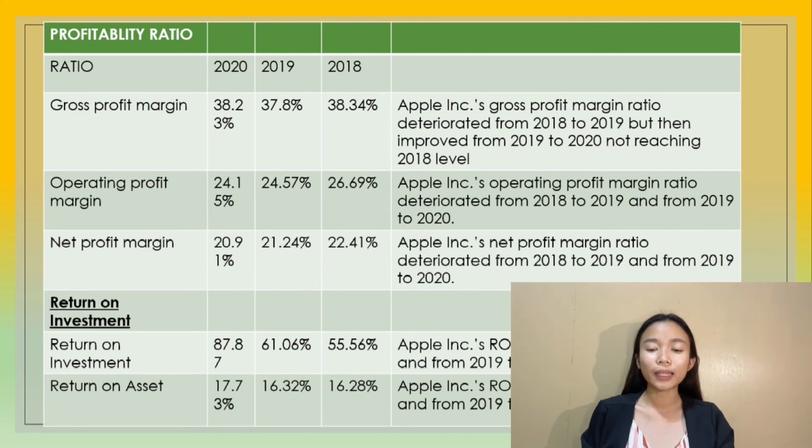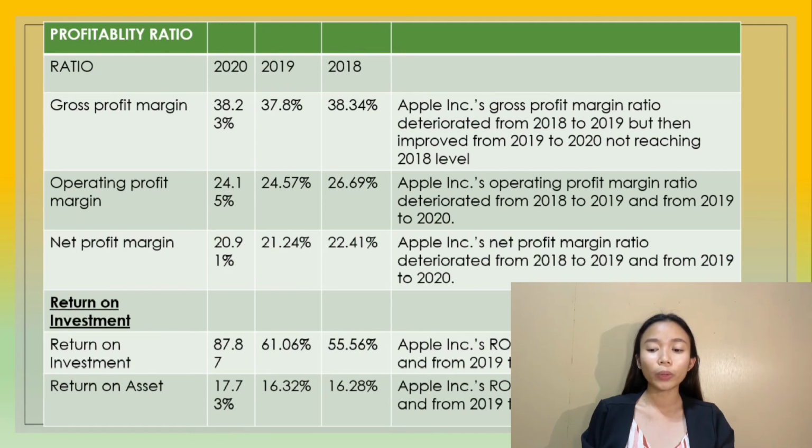As to the data of Apple Incorporation, its gross profit margin ratio deteriorated from 2018 to 2019, but then improved from 2019 to 2020, though not reaching the 2018 level. Next one, we have the operating profit margin. Operating profit margin indicates how much profit a company makes after paying for variable costs. It shows from the data that from 2018 to 2020, its operating profit margin deteriorates.